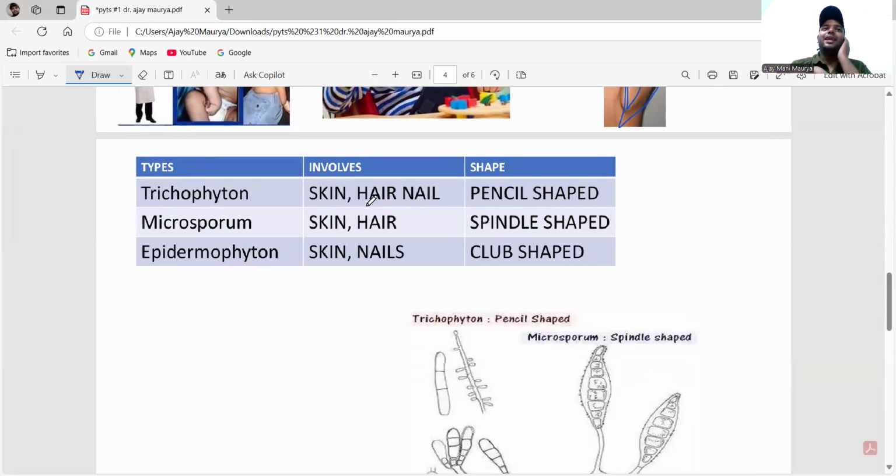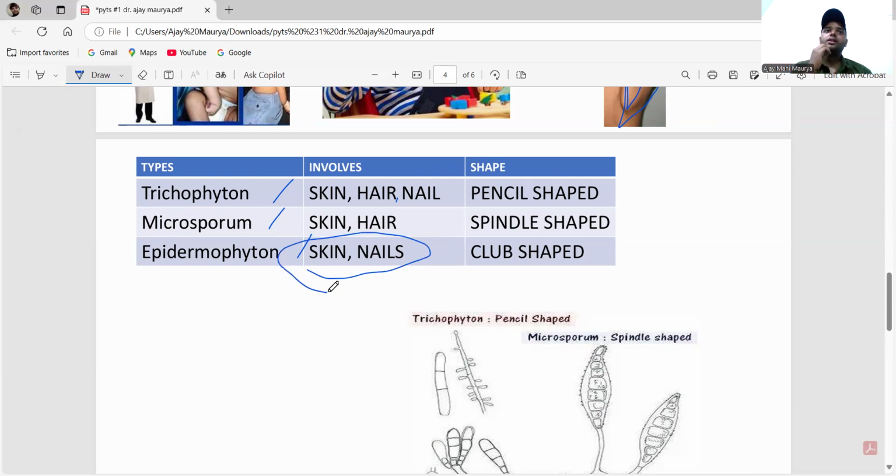Next one is the dermatophytes. We have Trichophyton, Microsporum, and Epidermophyton. Trichophyton involves skin, hair, and nails. Microsporum involves skin and hair, and Epidermophyton only skin and nails.